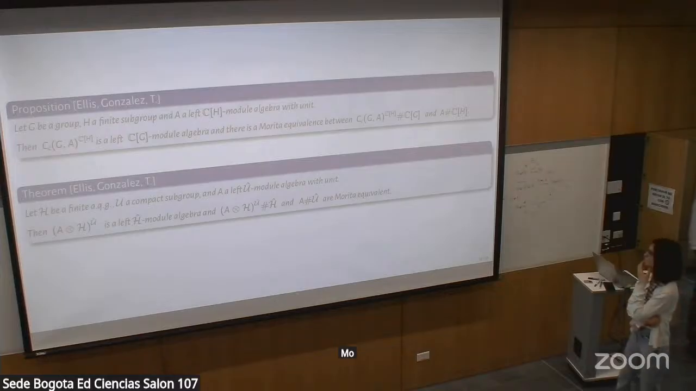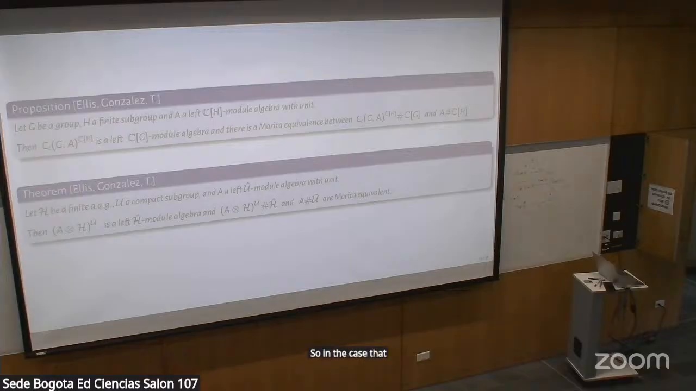More questions? Alex? For some groups, usually the group algebra has more structure, like a quasi-triangular algebra. So in the case that you have that structure, can you say something for this?